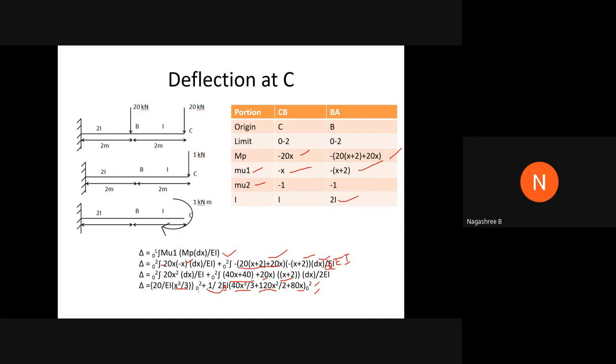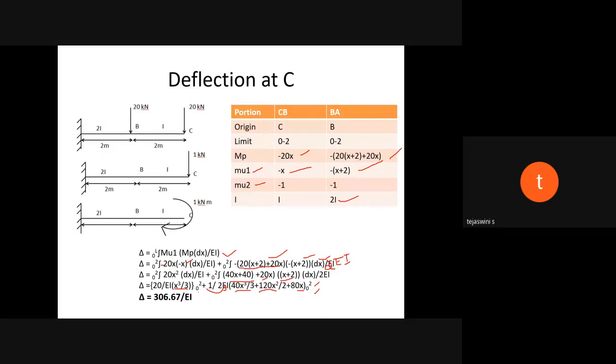Please check with the answer. So at last you will be getting the value of delta as 306.67 divided by EI. 306.67 divided by EI. Have you got the same value, all of you?